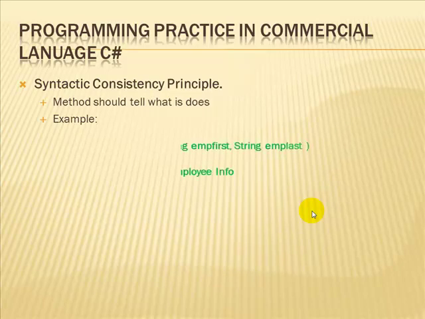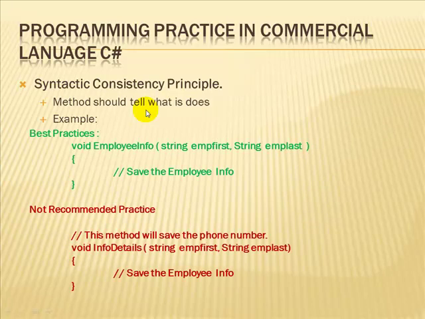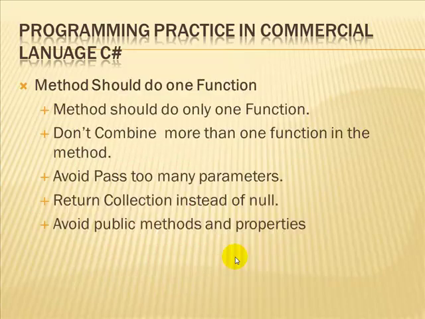So here's an example. In this method, employee info is clearly defined. It's going to save the employee information. This is used to increase readability. But on the method info detail, we can see it is defined as info detail, which does not provide any sense of what the method does until we explore the code inside the method.